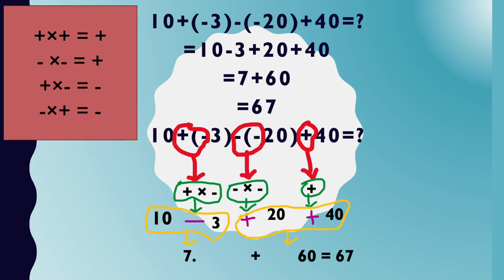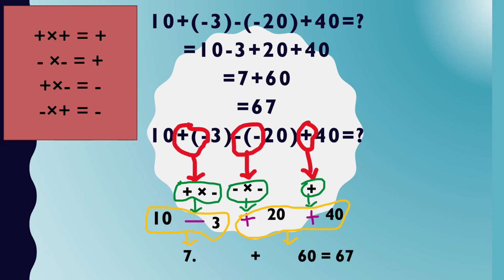Okay, now I'm going to show you a simple way to answer any kind of hard problem. You can see here the box. In this box I wrote some signs, multiply, and what is the answer. The first one says plus multiply by plus, the answer is going to be plus. Minus multiply by minus, the answer is going to be plus.